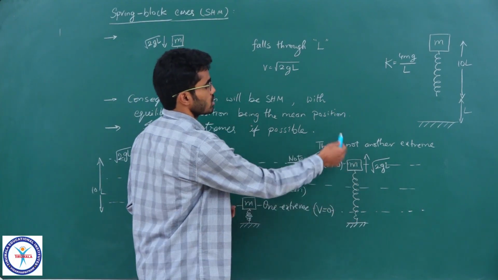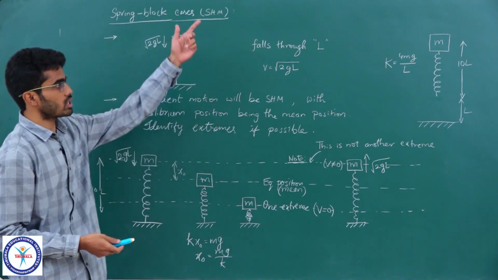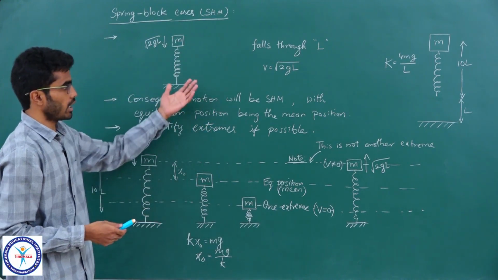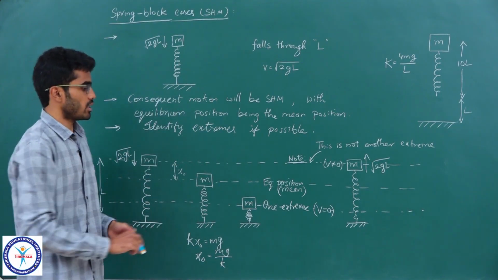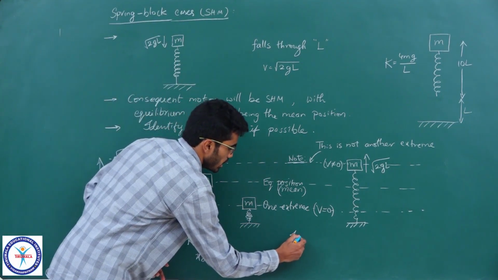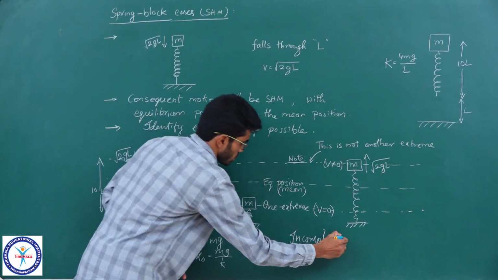So, if the block goes upwards with root 2 GL, it will leave the surface and it will go to the original height, and it will again come down and it will again jump. So, this is what happens, and you have to see that it is an incomplete SHM here, incomplete oscillation you can say.